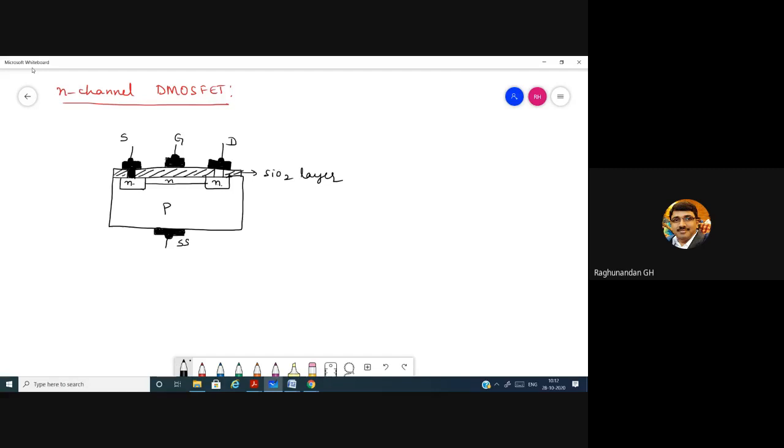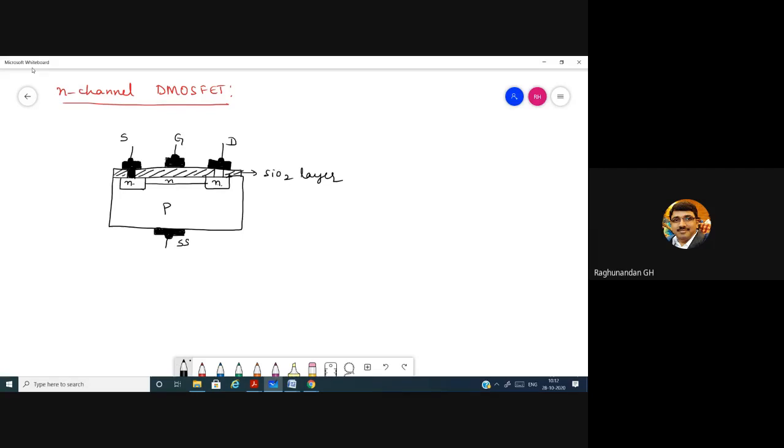But practically, we are just going to use three terminals. We are just using SGD, that is source, gate, drain. Will not use this one. But still, this will be provided if necessary. If you want to excite this P layer, then we'll be connecting this. Otherwise, we'll just keep it open, or we'll ground it. When you come to lab, we can show you how it will be.